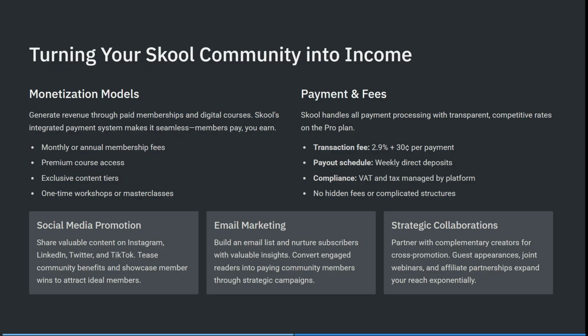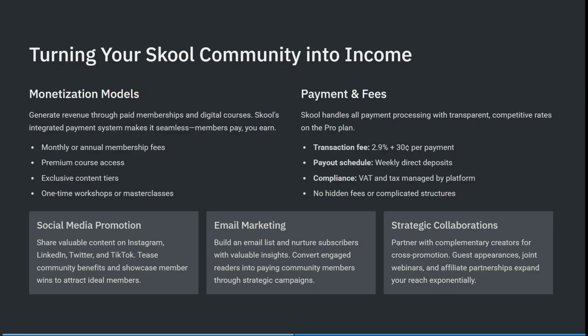So you can generate revenue through paid memberships and digital courses. Skool has integrated payment systems that make it seamless. So members pay and you can actually earn. This is either monthly or annually. You also have premium course access, exclusive content tiers, and also one-time workshops or masterclasses.